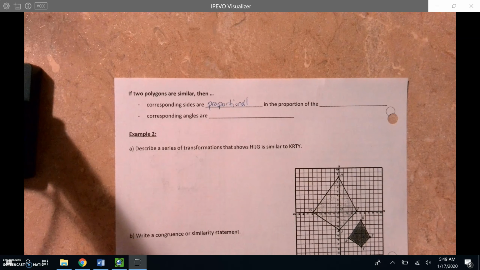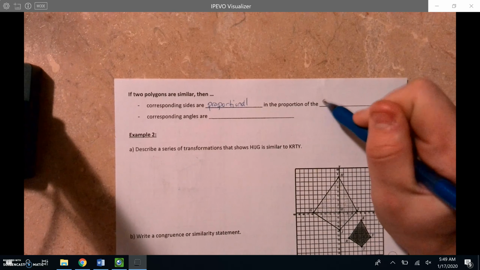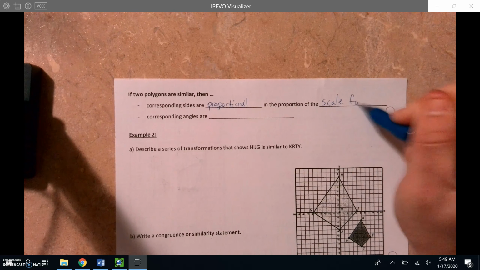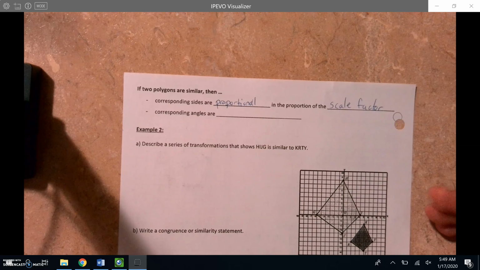When you think of the word proportional, what do you think of? Talk to the people around you. Okay? In the proportion of the scale factor. So, what that means is the polygons are going to grow or shrink at the same proportion, at the same ratio, no matter what.